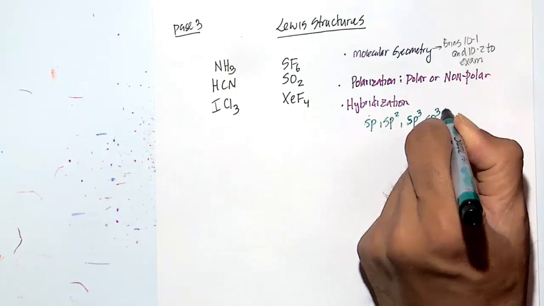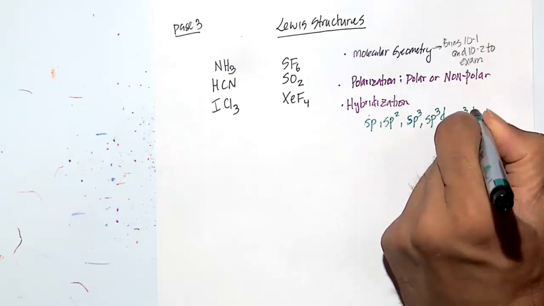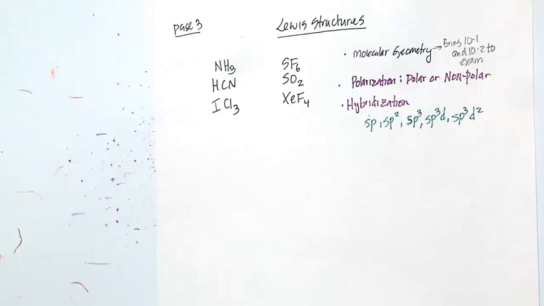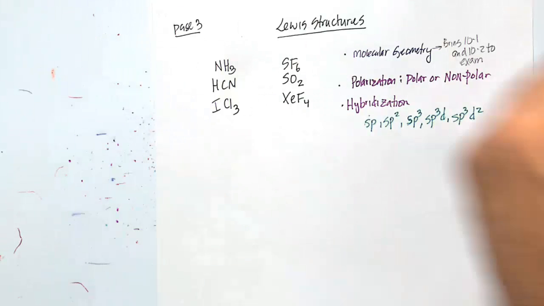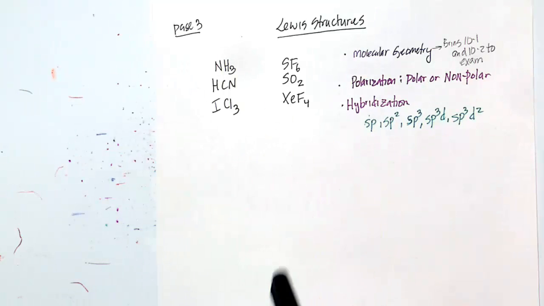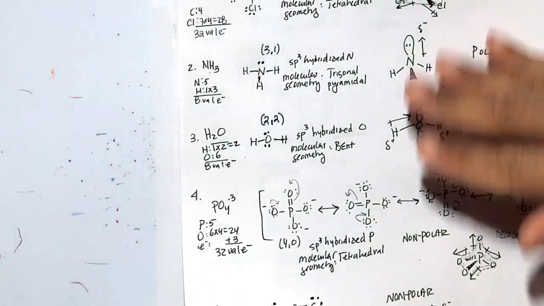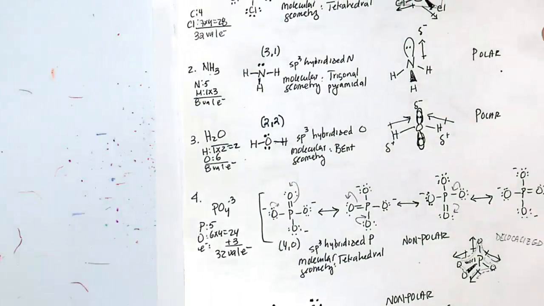There could be an sp3d. There can also be an sp3d2. Okay, so these are what I'm talking about with regards to hybridization. All right, so I'm not going to do all 6 of these. Okay, and they're all here. That's on Blackboard, Canvas. I'm sorry. Right.